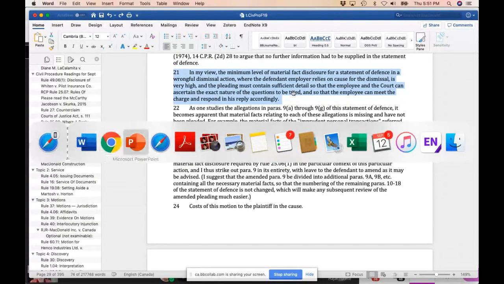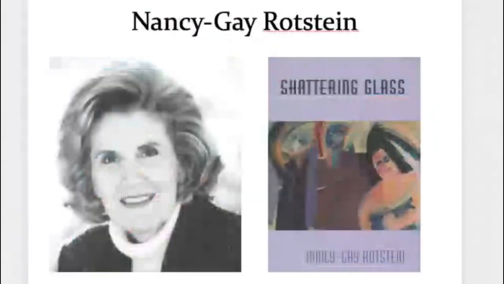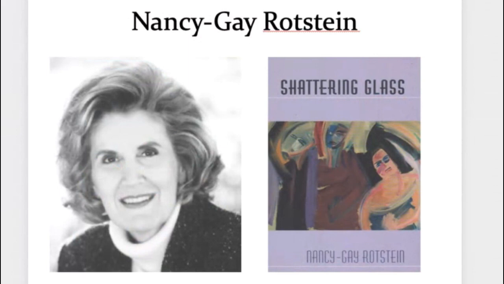Let's look at this Rotsein case, which was not in your readings, but I wanted to show this to you as an example of a successful motion for particulars. Okay, so this is Nancy Rotsein. She published this book called Shattering Glass in February of 1996. The book was published by a prestigious publisher called Farrar Straus, based in New York City.